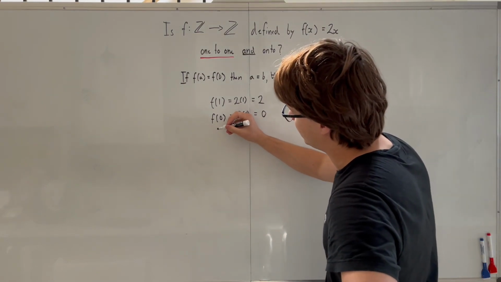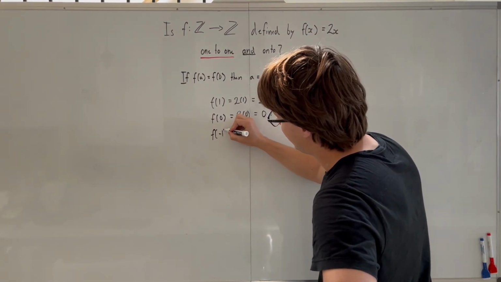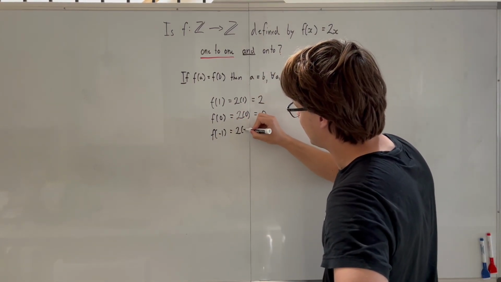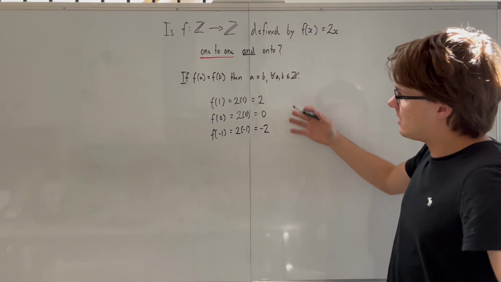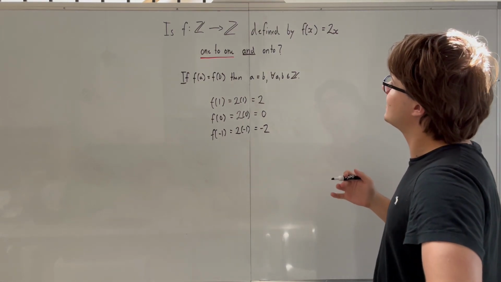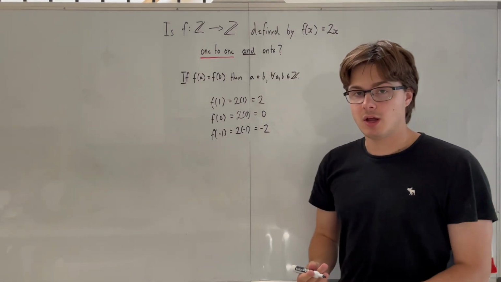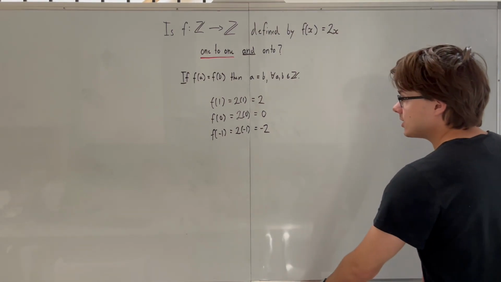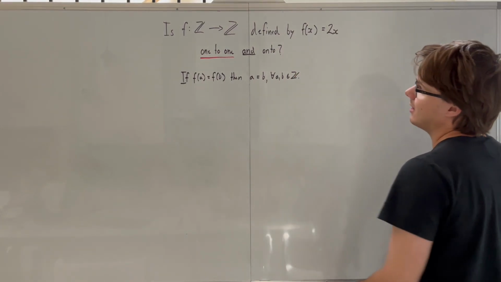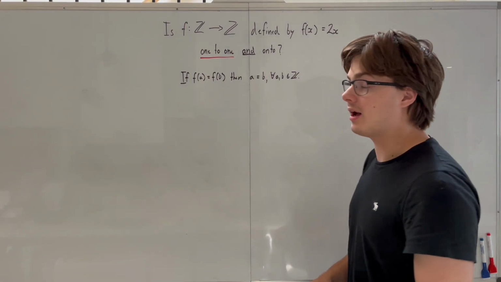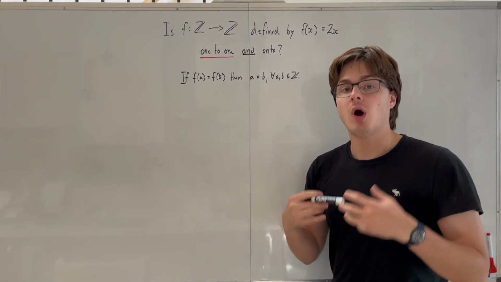Let's try a negative number. Let's try something like -1, right? Well, that's going to be 2 times -1, which is going to be -2. So generally speaking, from these examples, it looks like that, yes, it is one-to-one. So in that case, we're going to say that it's probably true that it is one-to-one. But we can't now say the statement is true. We have to now verify that it is in fact onto as well.